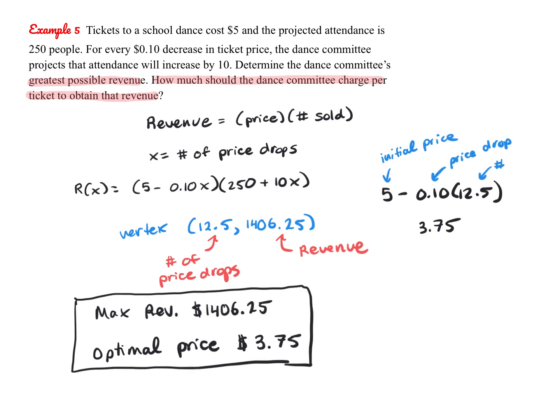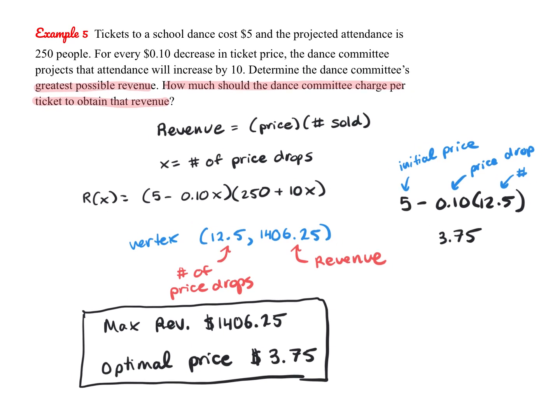So just be careful with this one. In this case, the way we defined X was as the number of price drops. So remember, X doesn't represent the price. It represents how many times we should decrease the price by 10 cents. So just be careful when you're going to give your final answer. If they ask how much should they charge per ticket, you have to do a little extra critical thinking to give the correct final answer.